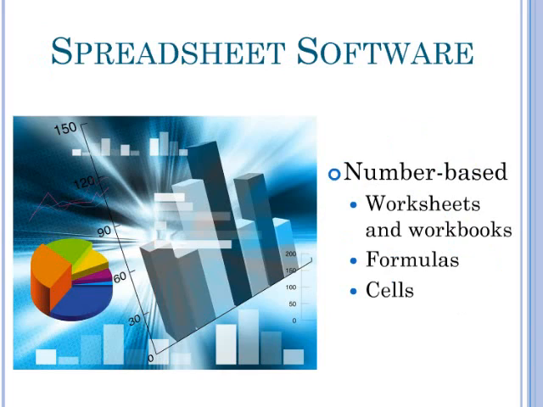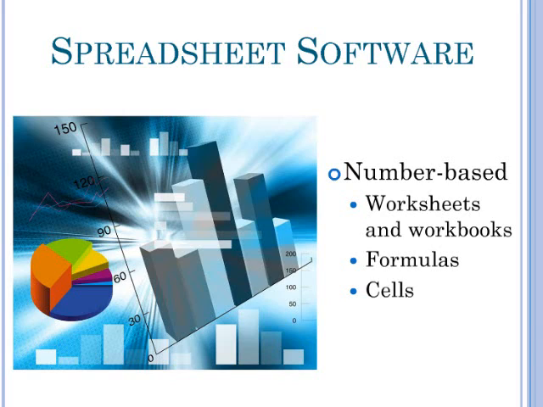Word processing programs are all about words, and spreadsheet programs are all about numbers. Spreadsheet programs can do just about anything with numbers. Excel is probably the most popular spreadsheet program. Excel can add, subtract, multiply, divide, average, estimate, and chart any numbers you enter.